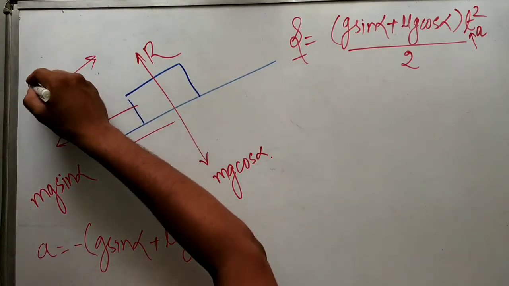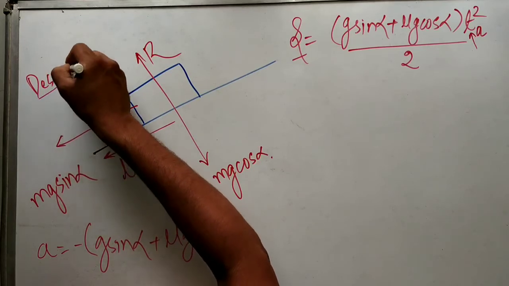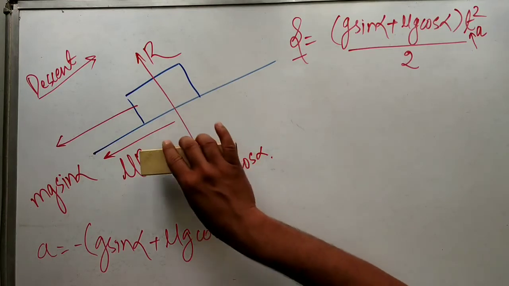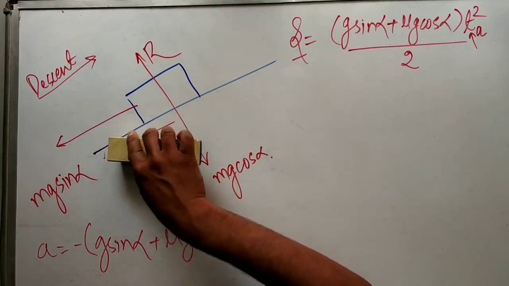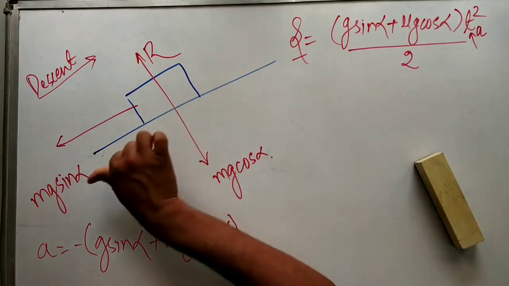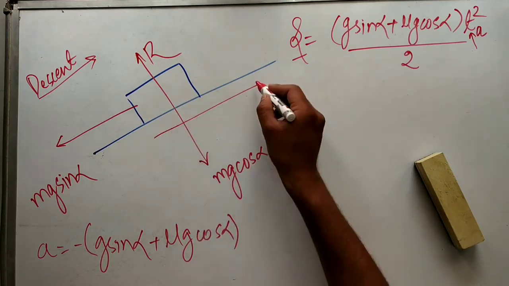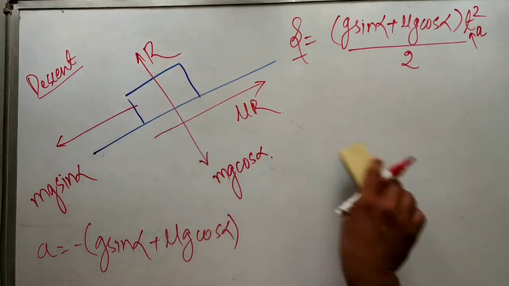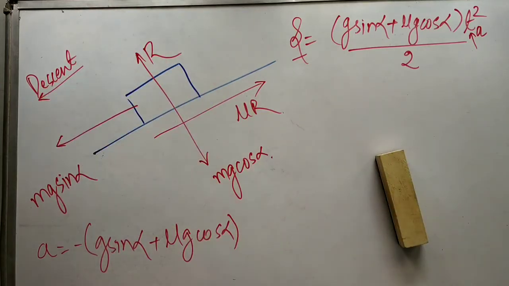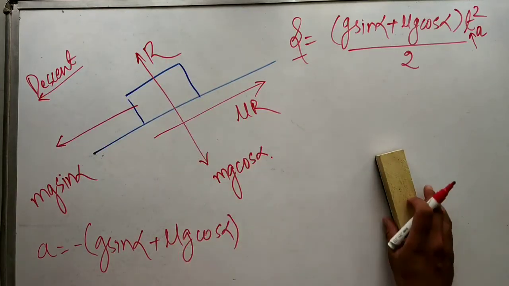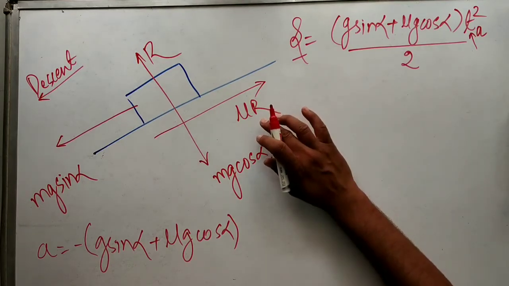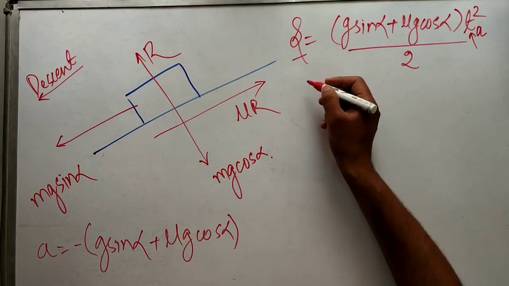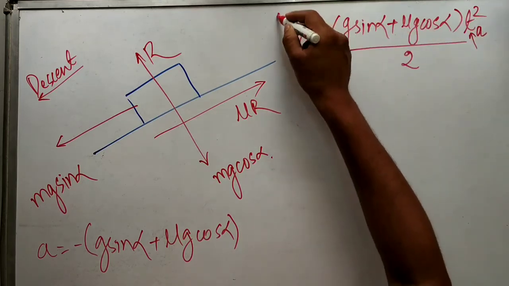Now let us quickly get to descent and discuss the factors there. The only thing that changes here with descent is the direction of friction, which was earlier that way, it's going to be that way, mu R. Also this arrow needs to be pointing this way. Now, how is the change of direction of friction going to affect our value of s here?